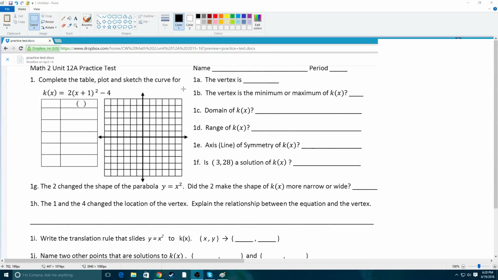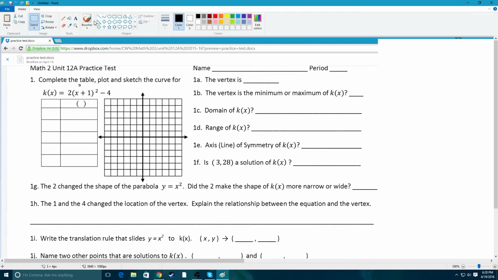Okay, we're going to go over the practice test for Unit 12A. Here we go. First, we're going to start off with the vertex. So the vertex, remember, the x value is the opposite of whatever's in the parentheses. So here's the opposite. And the y value is whatever's outside the parentheses.